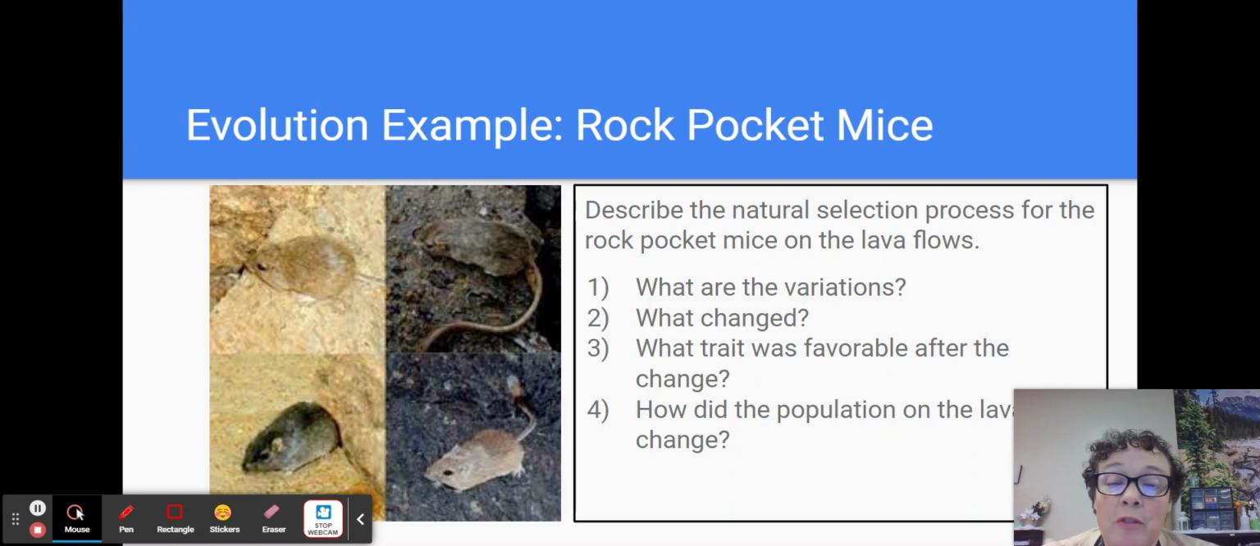Number 3, what trait was favorable after the change? Well, after the dark lava flow, the dark colored trait, which was a mutation, became the favorable trait as it was able to blend in with the dark rock. Number 4, how did the population change? The population changed, whereas 100% of the mice were originally tan. Over time, as the tan mice were eaten and the black mice were able to hide, they reproduced, passing on their dark colored gene. So over time, the percentage of dark mice increased and the percentage of tan mice decreased.